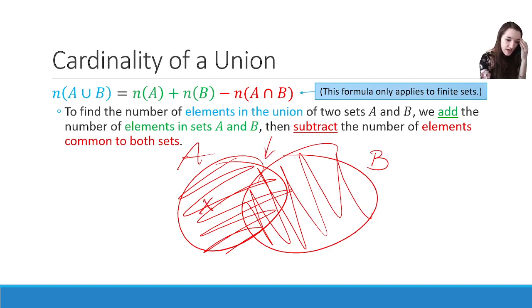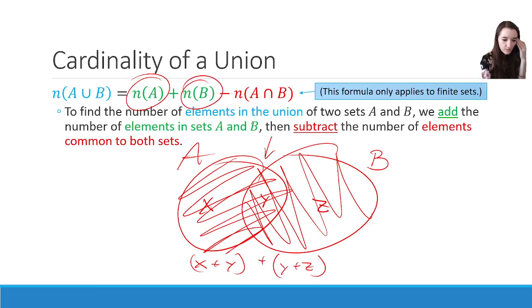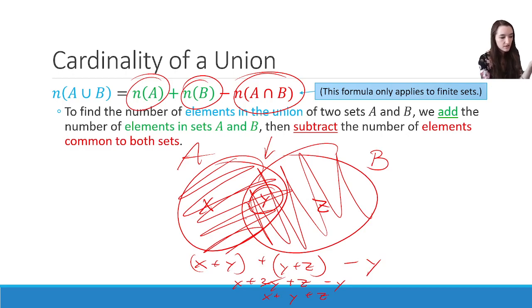So if this is X, this is Y, and this is Z, then I have X plus Y for the first one, plus Y plus Z for the second one, which currently is X plus 2Y plus Z, right? So I've double counted the middle. So I subtract off Y by subtracting off the intersection to get rid of that 2Y and make it 1Y. Okay, so that's how we count the cardinality of our union.